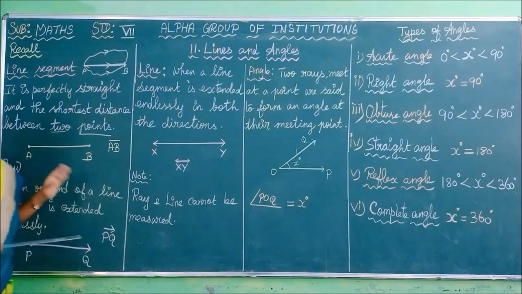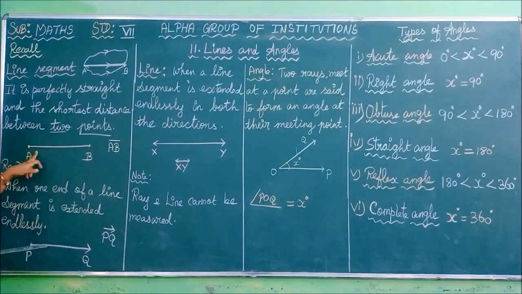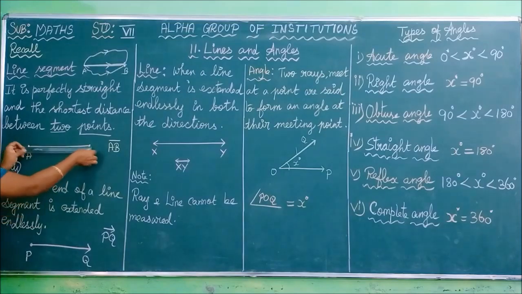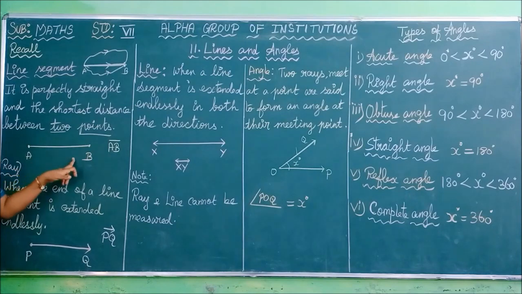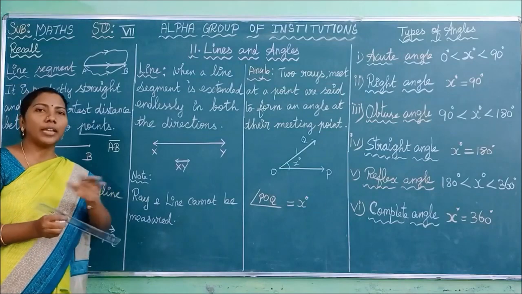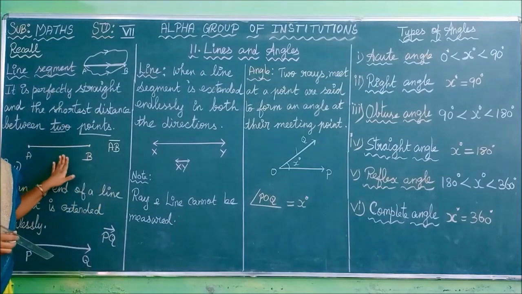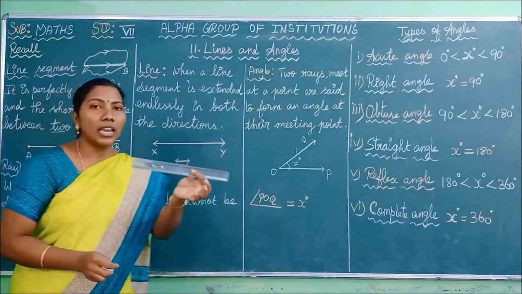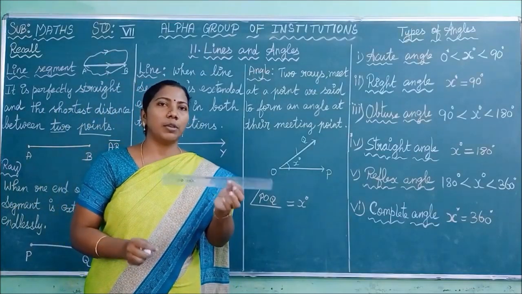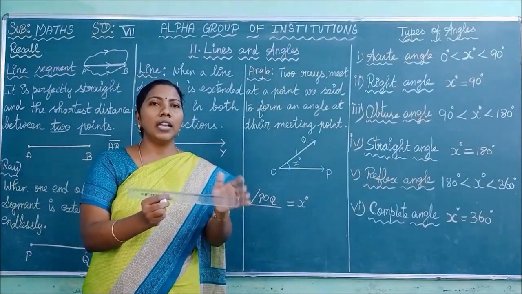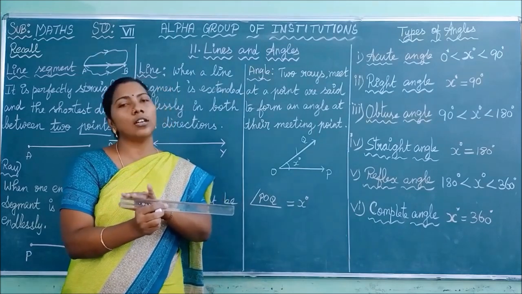Similarly, the line segment has 2 endpoints. See here, AB is a line segment. How many endpoints does it have? 2 endpoints, 1, 2. And it has a definite length. We can measure this line segment. What is the measure of the line segment? We can measure it, and it is 26 cm. So a line segment has 2 endpoints and a definite length. See here, the scale is also a model for a line segment because it has a definite length and 2 endpoints, and it is also straight.